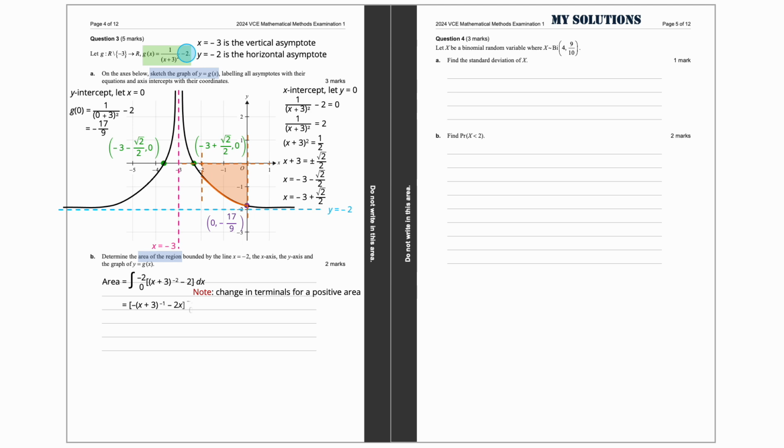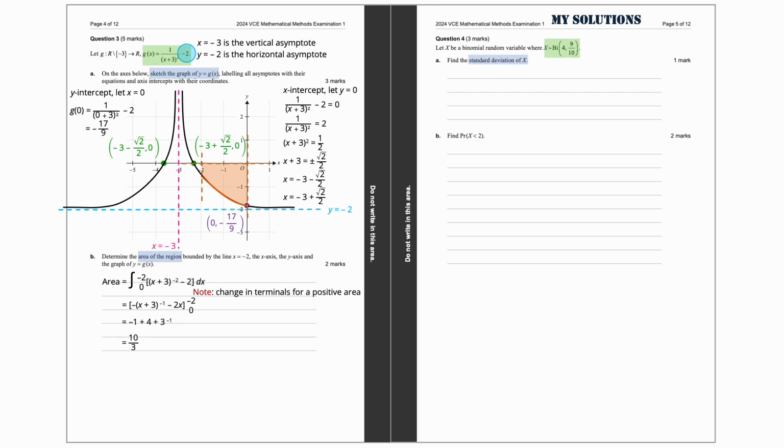We integrate and then we substitute the terminals and we end up with the area equals 10 over 3. Question 4. Let x be a binomial random variable where the number of trials is 4 and the probability of success is 9 over 10. Part A. Find the standard deviation of x.